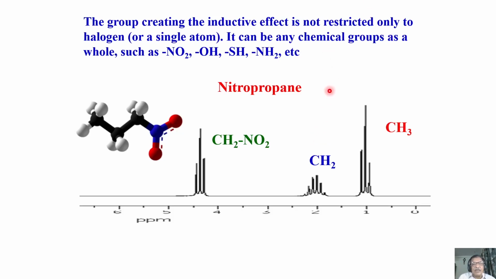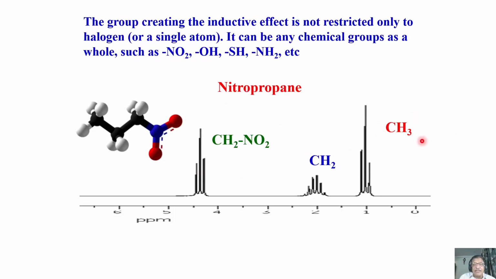I will come to the splitting pattern and everything later, but remember there is a perfect symmetry. Now I knock off one of the protons of a CH3 group and put an NO2 group. Now it is withdrawing electrons and the symmetry is distorted. Now there is no more symmetry. We have three different groups: one is CH3, the other is CH2, and CH2NO2. There are three groups now.